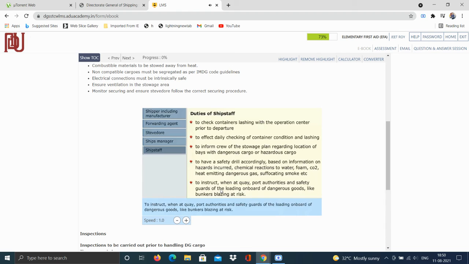To instruct, when at key, port authorities and safety guards of the loading on board of dangerous goods like bunkers blazing at risk.